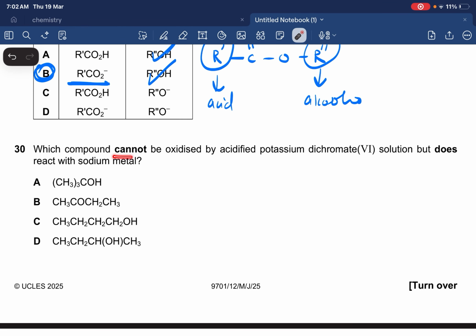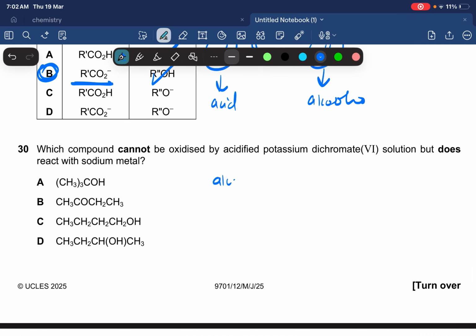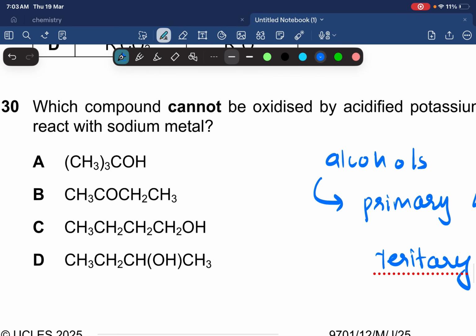Which compound cannot be oxidized by acidified potassium dichromate solution but does react with sodium metal? Okay, which cannot be oxidized? We know that alcohols can be oxidized, but only primary and secondary alcohols can be oxidized. Tertiary alcohols cannot be oxidized. So I'm looking for a tertiary alcohol here.